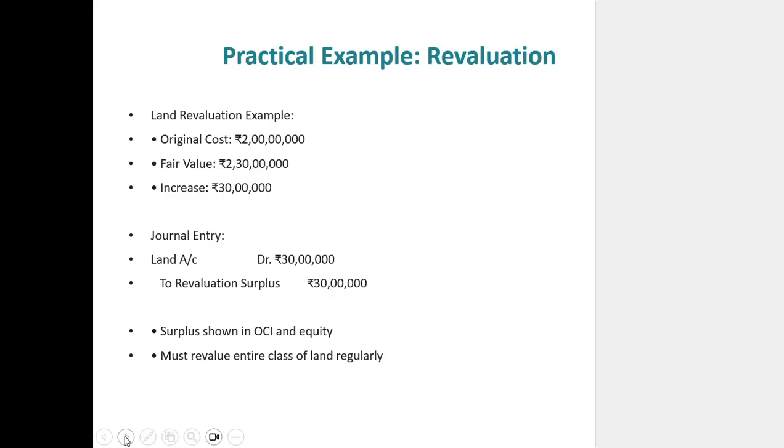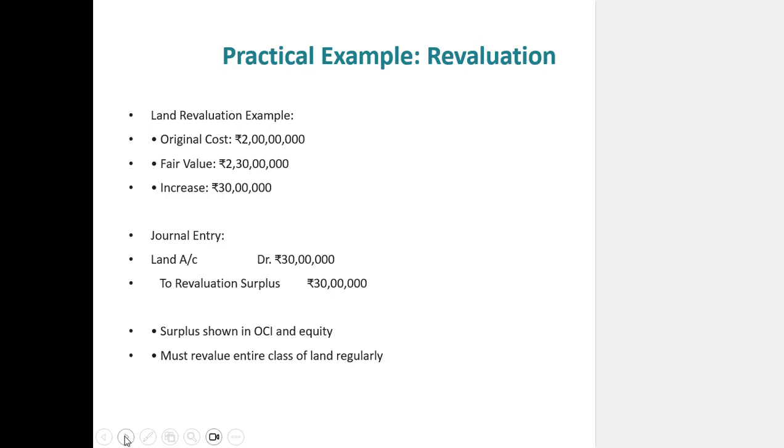Of course, when there is a revaluation surplus, you need to create a ledger such as revaluation surplus. The value of the land is increasing. It is not 2 crore anymore. It is 2 crore 30 lakhs. You have to increase the asset. Increase in asset is always a debit. So land account debit and revaluation surplus credit, as it is other comprehensive income. As I have shown here also, surplus is shown in OCI, other comprehensive income, and equity.